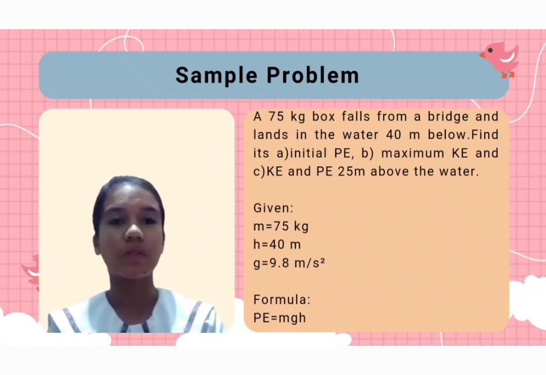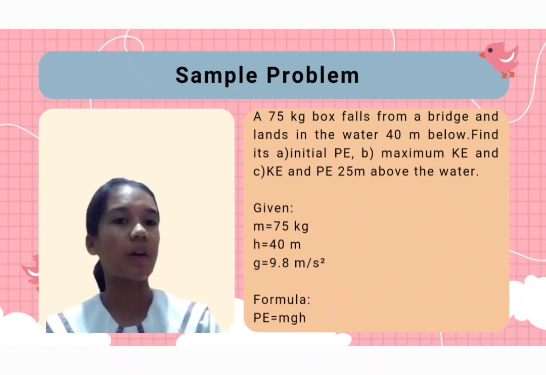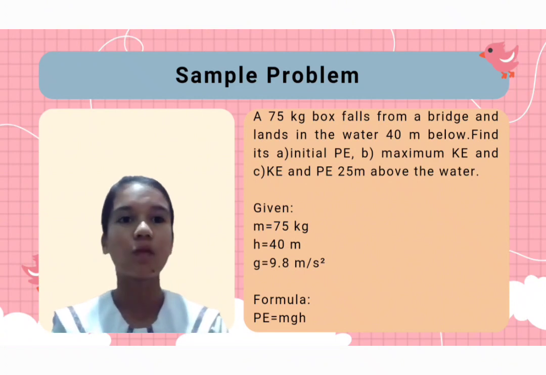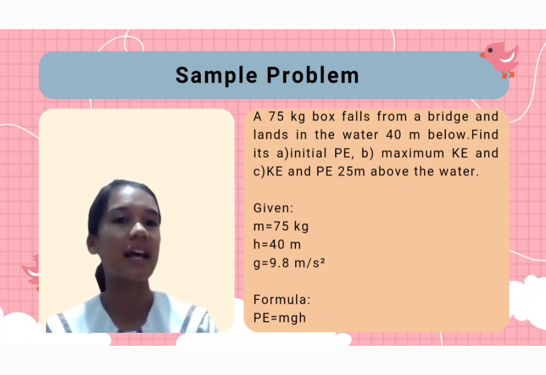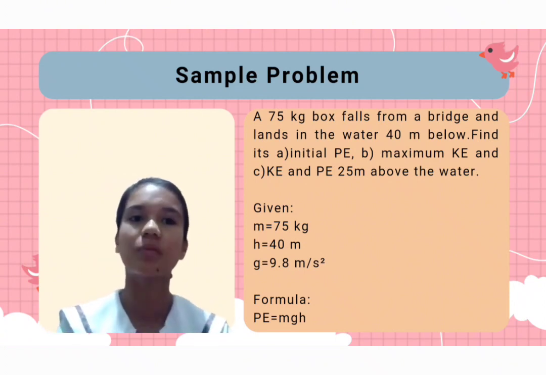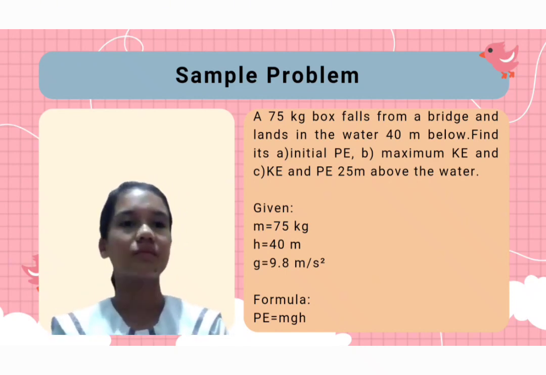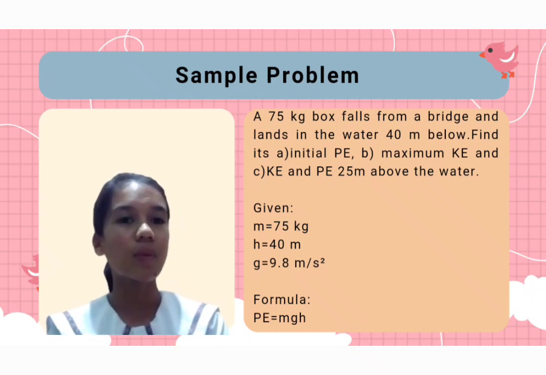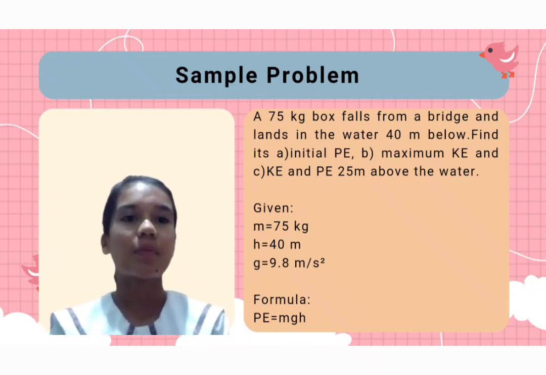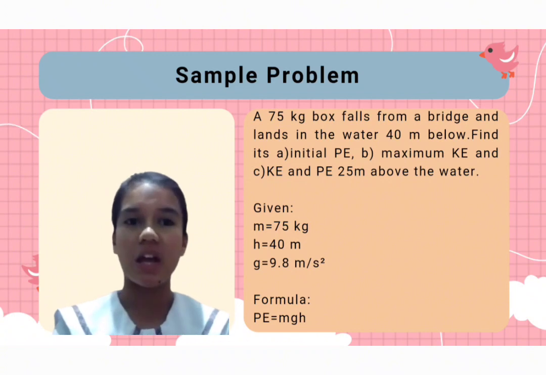So the givens of this problem are 75 kilograms, the mass, 40 meters, the height, and lastly, 9.8 meters per second squared, the gravity. So the formula that we will use is PE is equal to mgh.